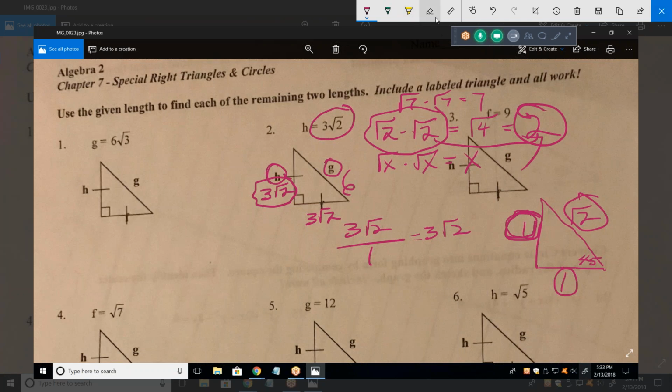Okay, let's see. We got one more of these 45s. This time I'm going to memorize the special triangle. I'm going to take it off the screen.